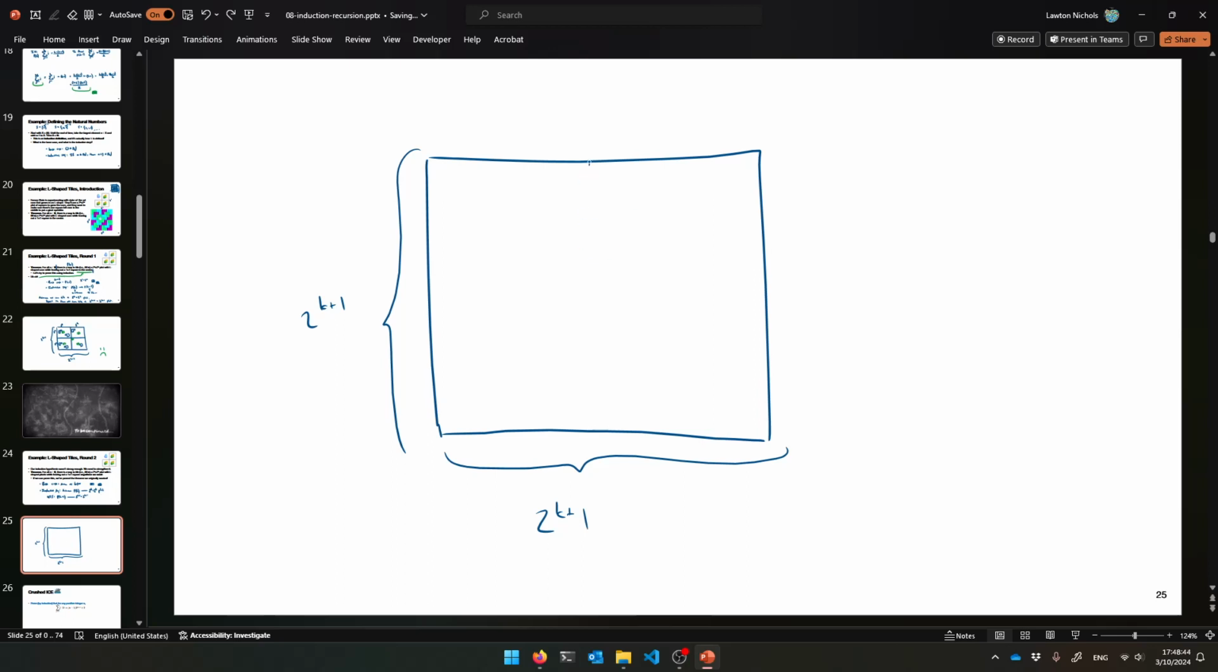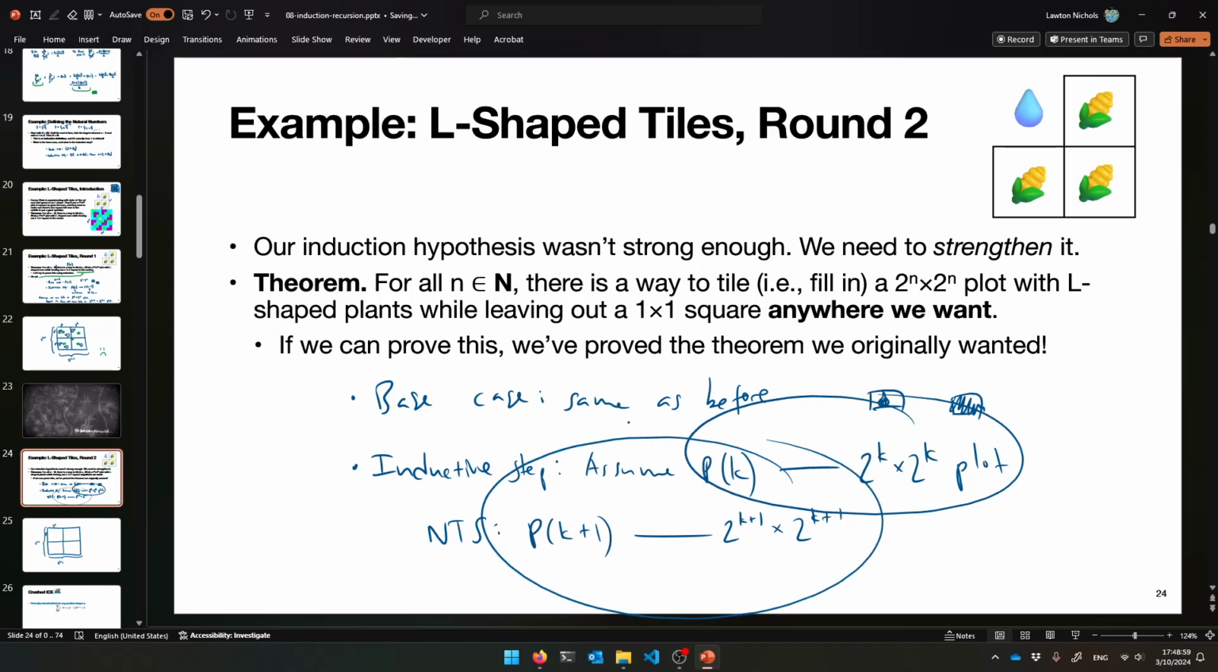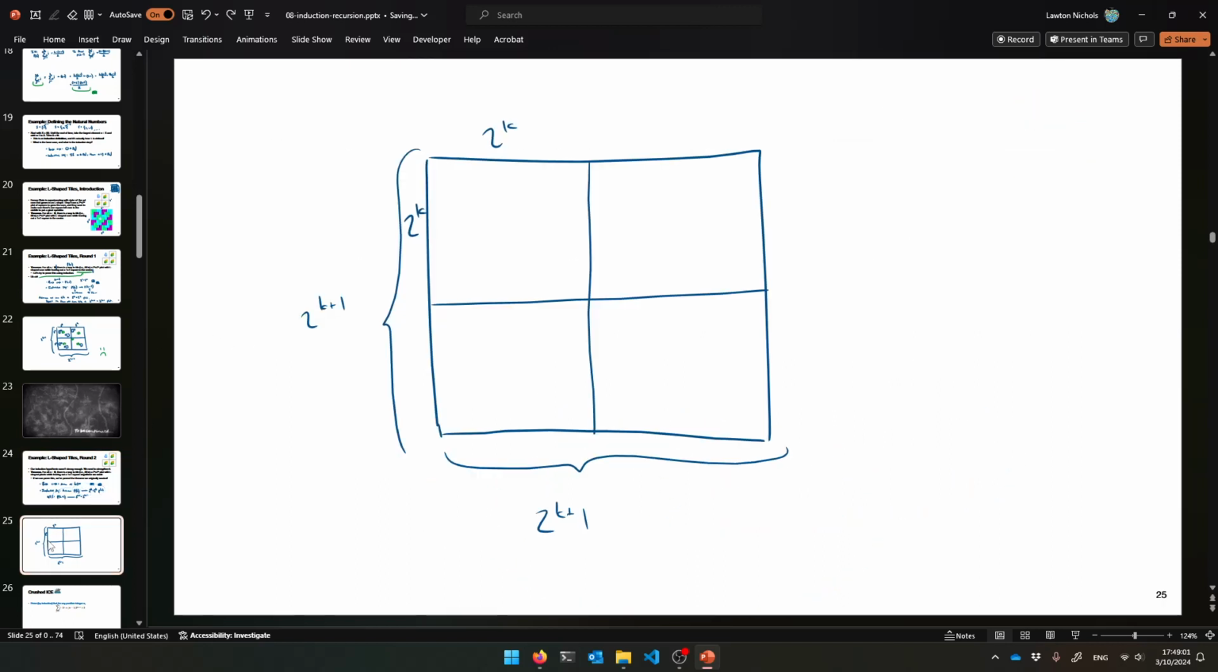And we have some subplots, don't we? We have four 2^k by 2^k plots again that we could use our inductive hypothesis on, all right? That's telling us that we know how to do it for the smaller plot. We have to show that we can do it for the bigger plot. Let's see if we can use that now. So again, we have to show that we can leave out a square somewhere. So it could have been this 2^k by 2^k plot, could have been this one, could have been this one, could have been this one.